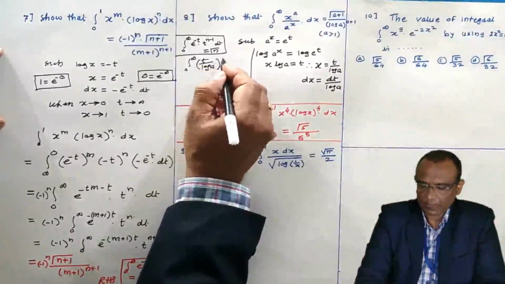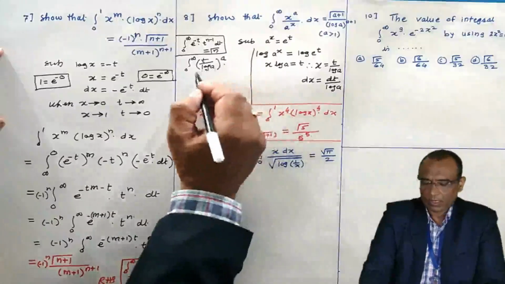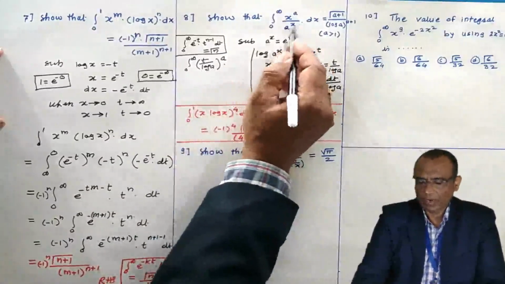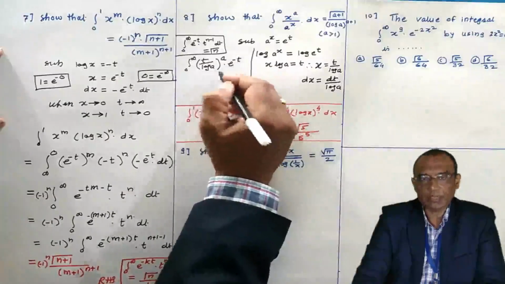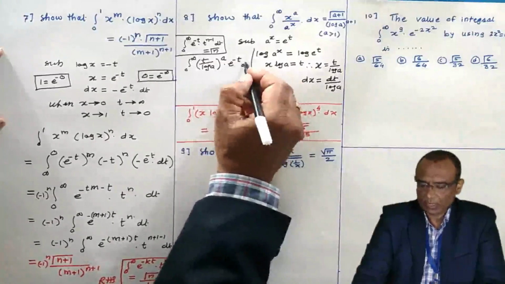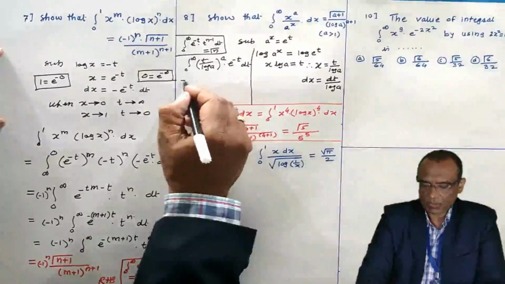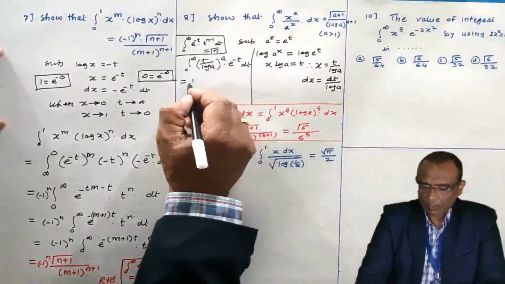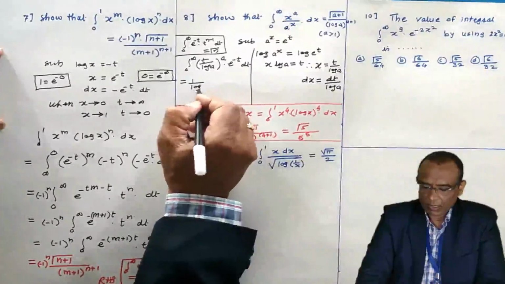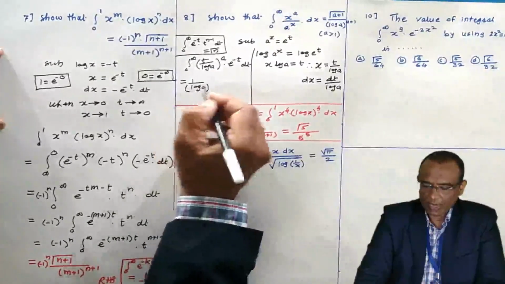x power a divided by a raised to x. Divided by a raised to x means e raised to minus t divided by e raised to t means in the numerator. Okay, we don't have sufficient space here, that's why I am writing directly. 1 by log a power a, I am writing outside.